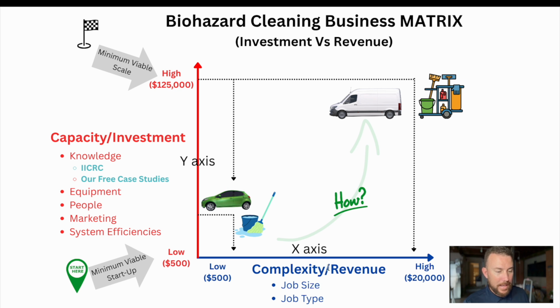Now let's have a look at the x-axis. This is the complexity of the job, which can be described as the size of the job, but also the job type. So, for example, let's talk about an unattended death cleanup. An unattended death where, let's say, someone just overdosed on a bed, but they were found just 4 hours later. So they're not actively decomposing and putting out lots of biohazards. They've just been found, and now the biohazard is limited to the mattress. Well, that's a fairly low complex job.